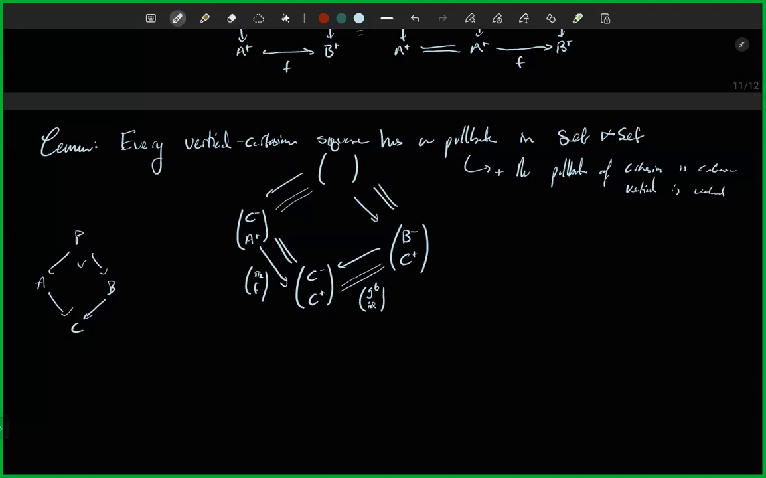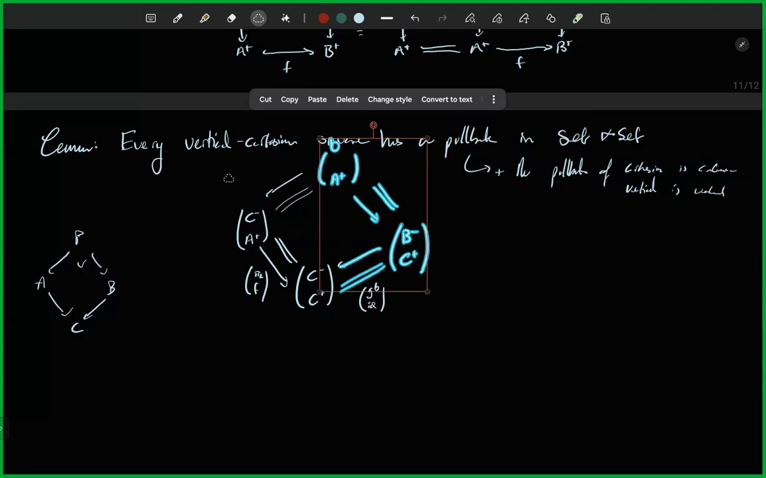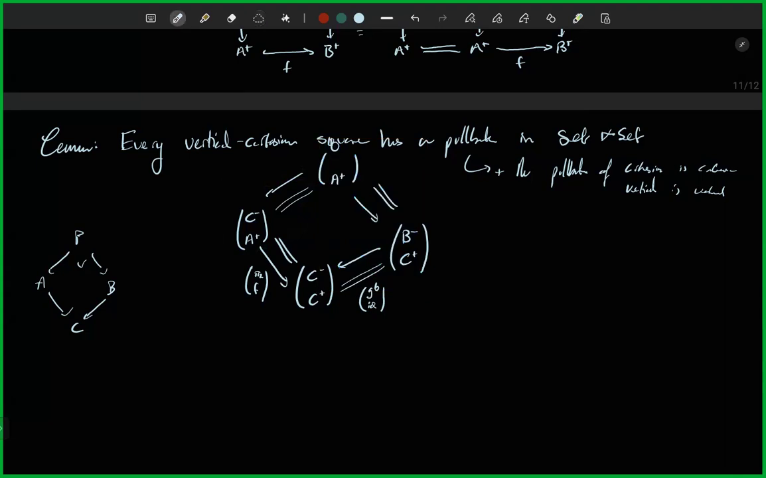And when we decided to do it like that, you see that there's only one thing we could possibly put up top. Because for this side being vertical says that the bottom of the top must be A plus. And this side being Cartesian says that the top of the back must be B minus. So now we just have to find maps from A plus to C plus and maps from, well, I guess this is pi 2.